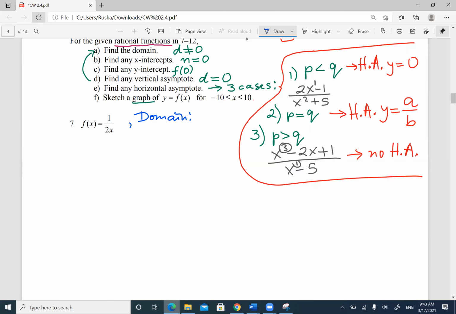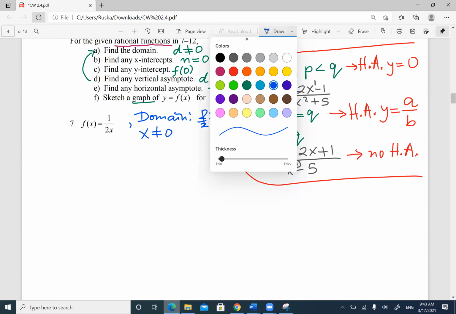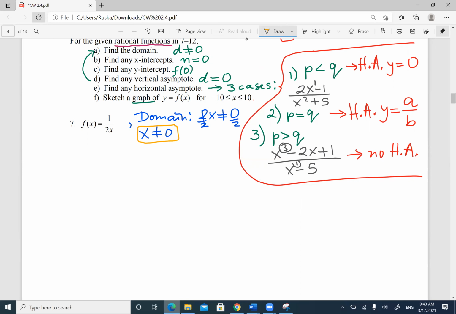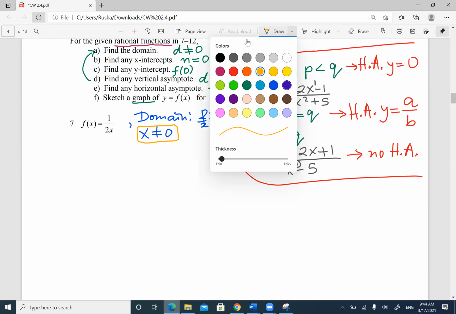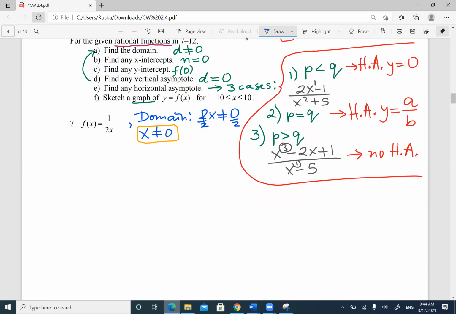So for the domain, I'm going to take the bottom, which is 2x, and set it not equal to 0, right? How do you solve that? You're going to divide by 2, and that's going to be x is not equal to 0. So the domain is x not equal to 0. That's it. X is not 0. That's the domain. You can write it like that, or you can write negative infinity to 0, union 0 to infinity. Okay, it depends how they want the domain. You'll see that in the lab.